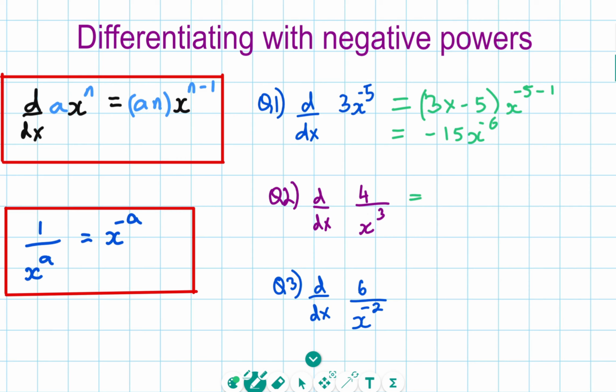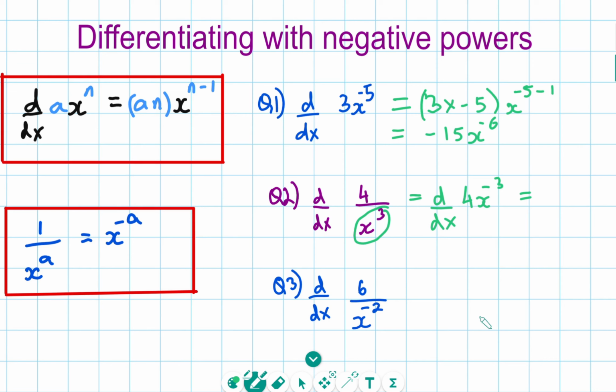Now, you may be thinking, how do we use the power rule on this? For this, we need to remember that when we have x to the power of a number in the denominator, it's the same as x to the power of negative that power in the numerator. So we can rewrite this and bring this to the numerator as 4x to the power of negative 3. And now we can derive this using the power rule.